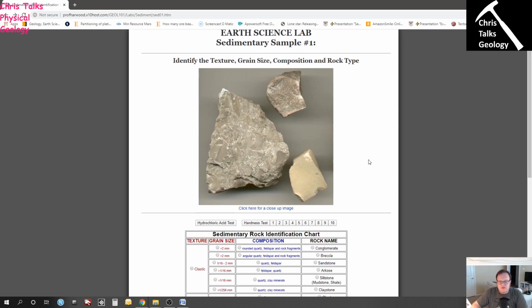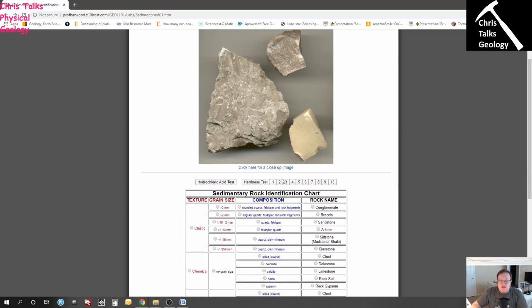There you go. So next is the hardness test. So you can see we have hardness test 1 to 10. That's obviously the Mohs scale. Talc being 1, of course, and diamond being 10. So let's just hit the numbers. Hardness of 1, the sample was not scratched. Hardness of 2, the sample was not scratched. Hardness of 3, the sample was not scratched.